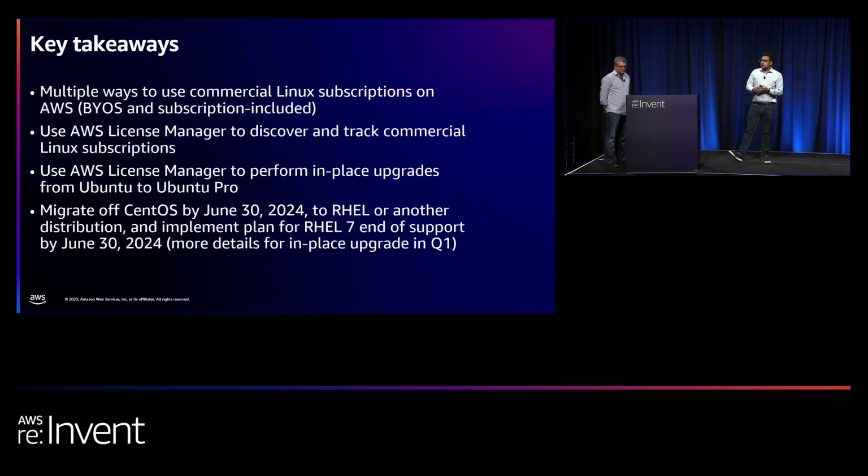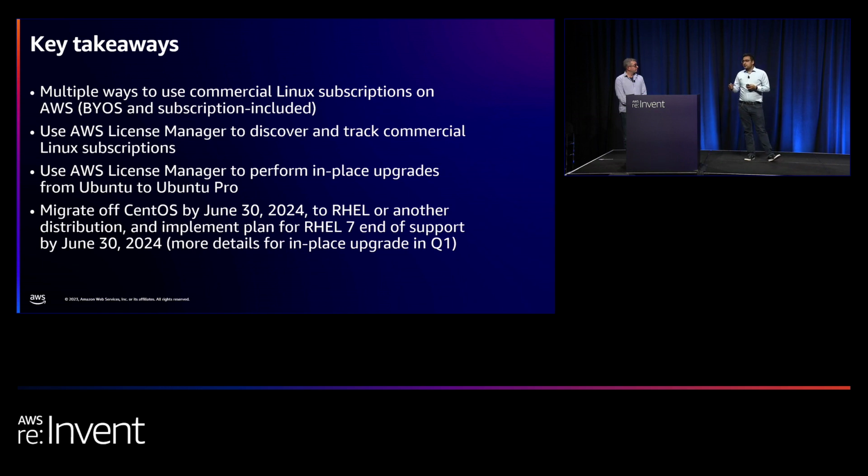So to wrap up, the key takeaways from today's session: there are multiple ways to use commercial Linux subscriptions on AWS. So we've got BYOS and subscription included and several products that we support as part of that. It's important to be aware of these various ways in which your application developers might be using instances on EC2. You can use the AWS Systems Manager Linux subscriptions feature to discover and track all of your commercial Linux subscriptions, cross-account, cross-region, and without needing to use any agents like SSM.